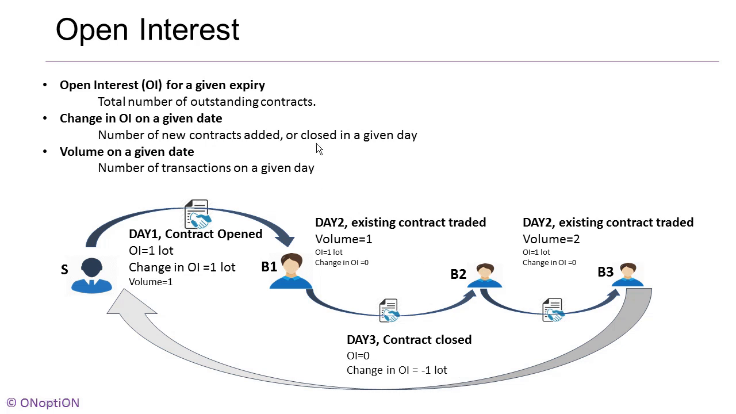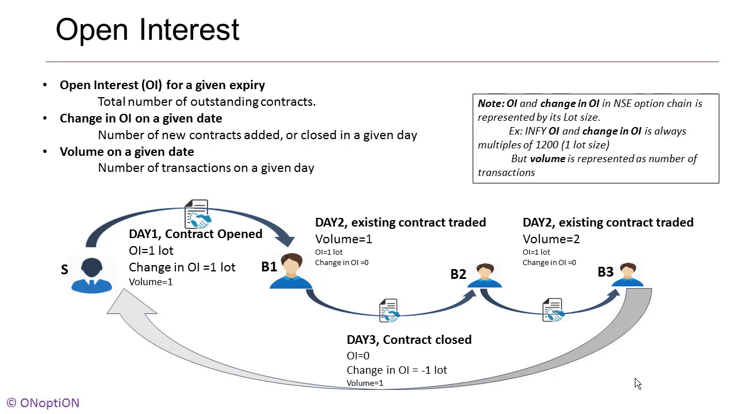The reason being that there is an existing contract has been closed. So it has been indicated by minus 1 lot size. Just a note again to highlight, the change in open interest and open interest is always represented by its lot size, but volume is always represented as a number of transactions.